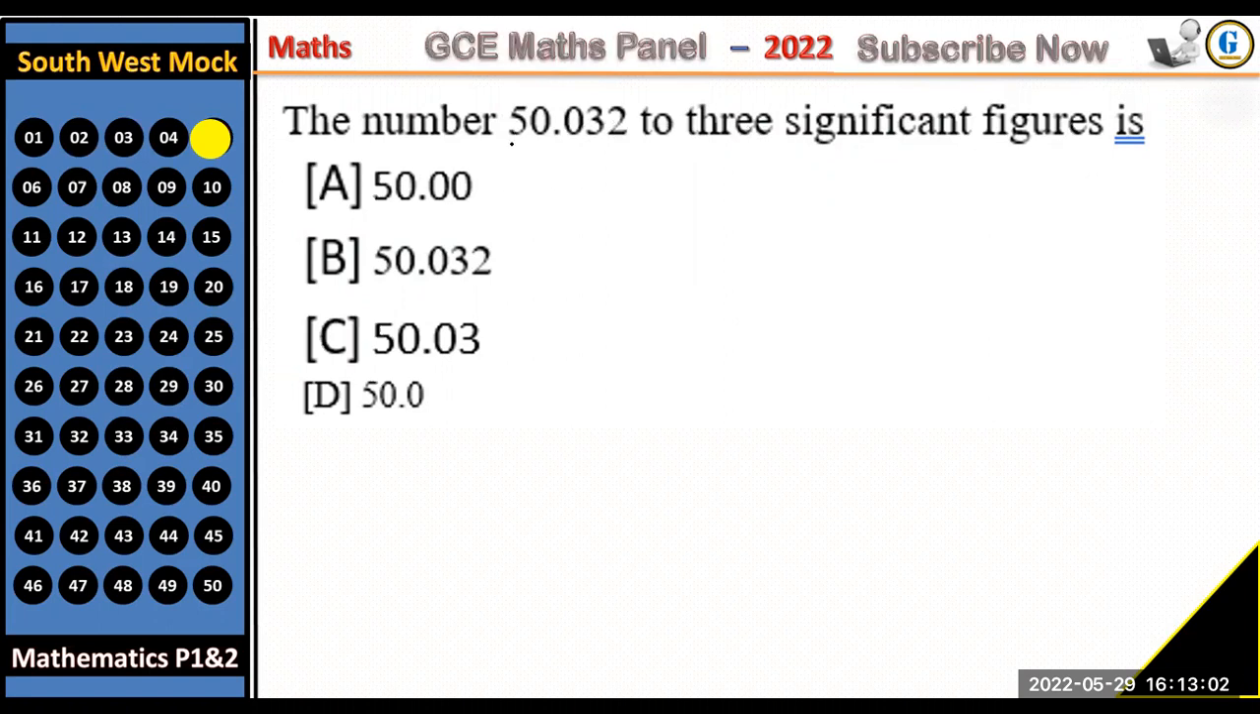So the first significant figure here is 5. The second is 0. The third is this 0. This is the third significant figure. So we look, is the number after it going to affect it? No, it will not affect it. So this number can just be written as 50.0, and our key is D.